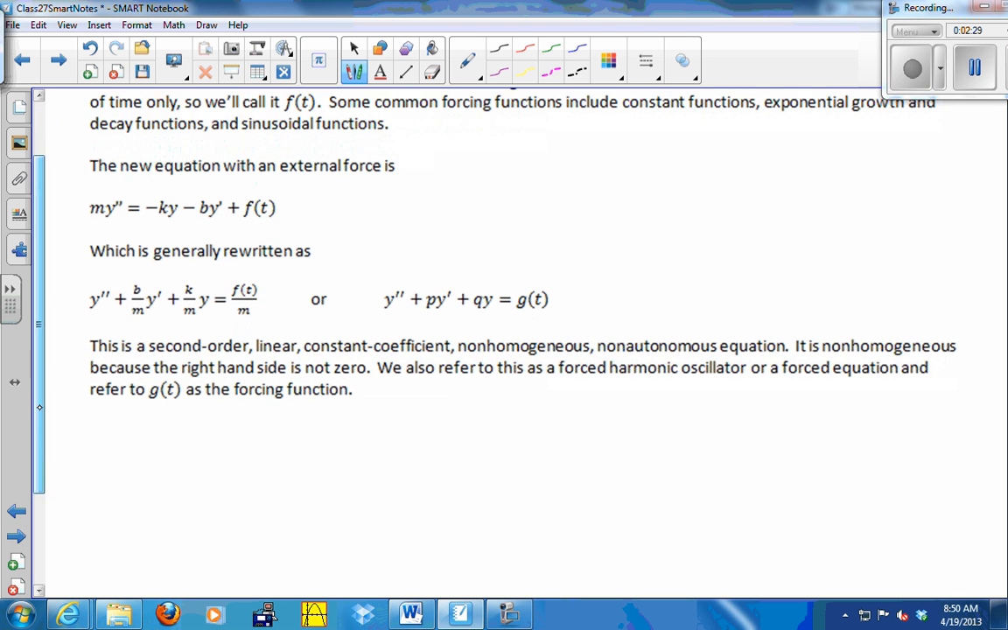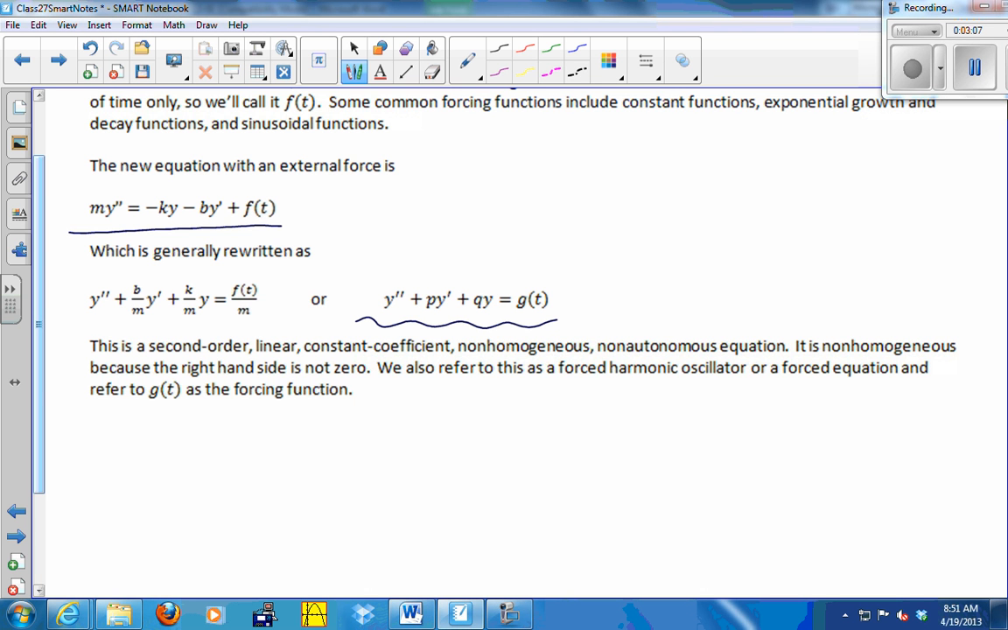So our new equation is just the old equation plus some other external force on the right, f of t. Generally we rewrite it by dividing everything by m so that the y double prime has a coefficient of 1. Then b over m and k over m and f of t over m, that's kind of annoying to write all those fractions. So we just give them different names and we write y double prime plus p y prime plus q y equals g of t. This is our simplified version of the harmonic oscillator subject to an external force.